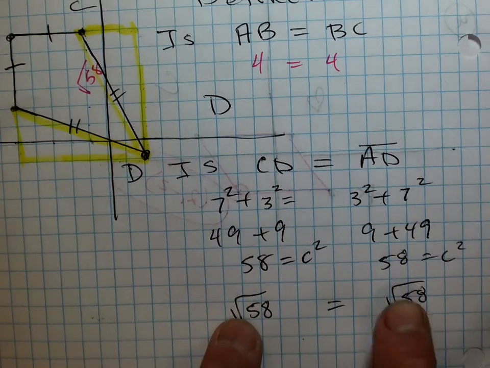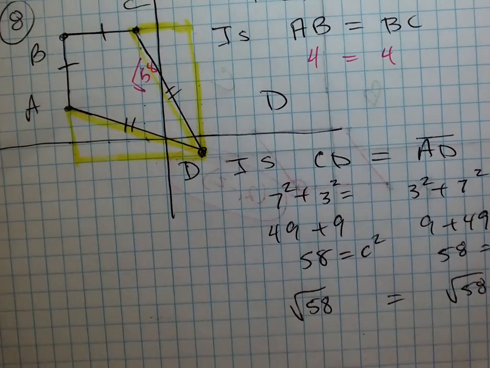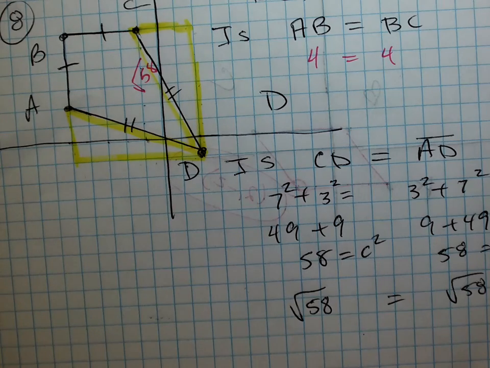Okay. So the lengths are the same, and the lengths are the same, which means it has to be a kite. There's your proof. Okay. All right. I'm going to pause this right here.